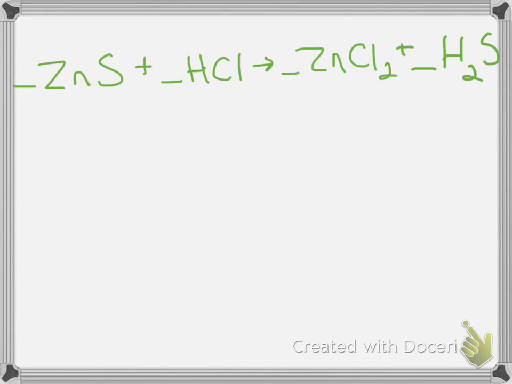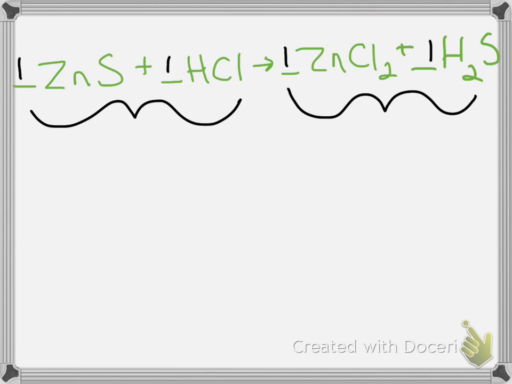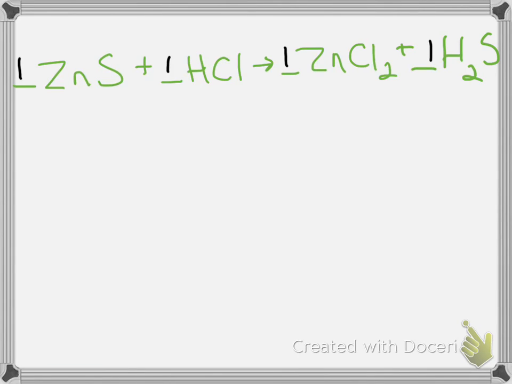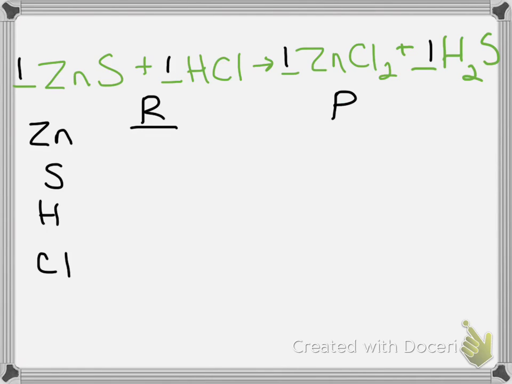So the first thing you always need to do is figure out what do we have. When we start balancing equations, we assume that there's a 1 as each of these coefficients. We need to figure out what the coefficient needs to be for the zinc, sulfur, hydrogen, and chlorine on this side to equal the amount of zinc, chlorine, hydrogen, and sulfide on the other side. So currently we have these elements: zinc, sulfur, hydrogen, and chlorine. And this is our reactant side, and this is our product side.